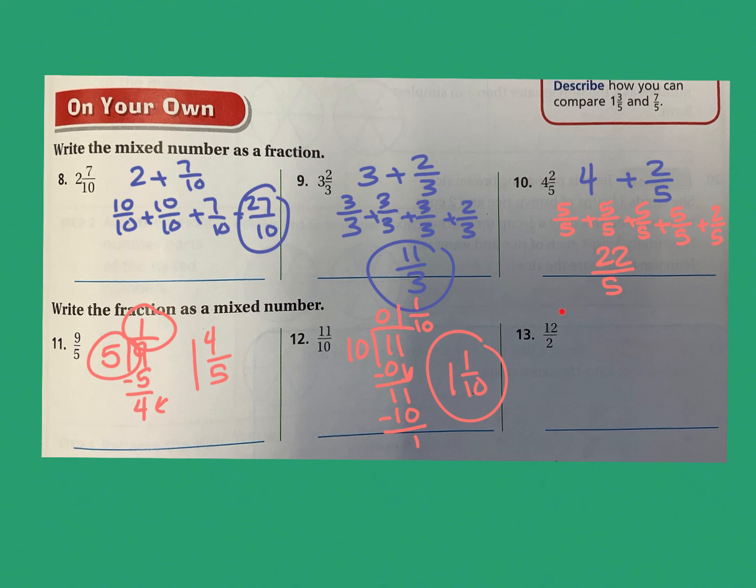And over here, 12 divided by 2 will get me that mixed number. 12 divided by 2. 2 to make a 1. No, nothing's going to happen there. And 2 times 6 gives me 12 with nothing left over. So I can just say the mixed number is simply 6. 6 and 0 halves is the same as 6. So 6 is my answer to that. That's how you do these.